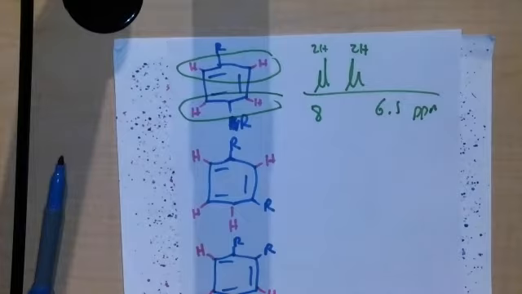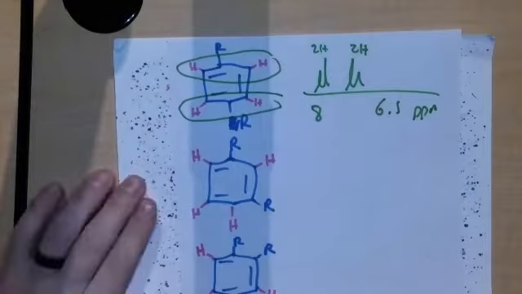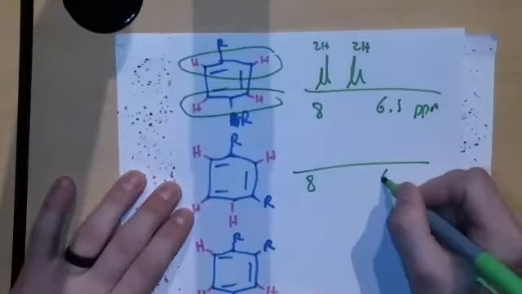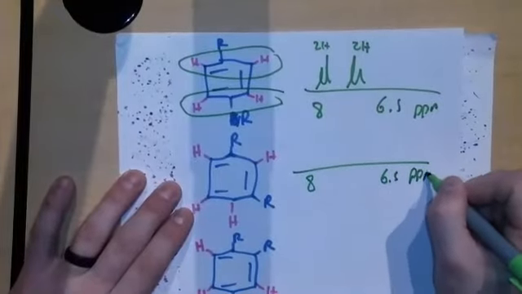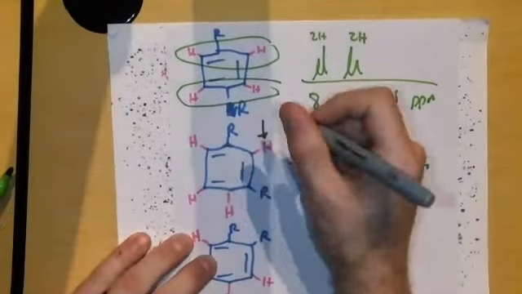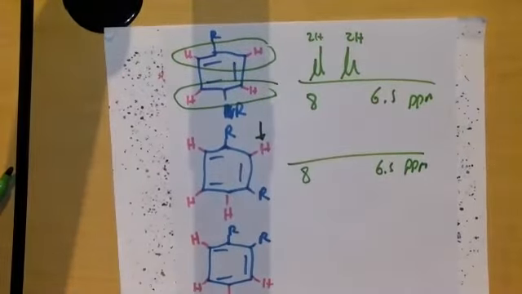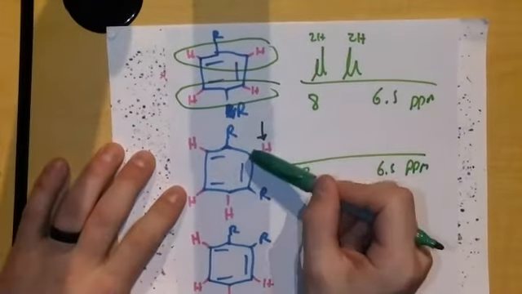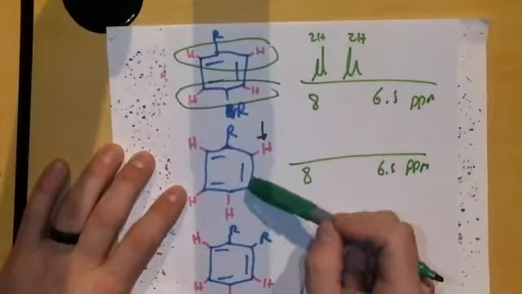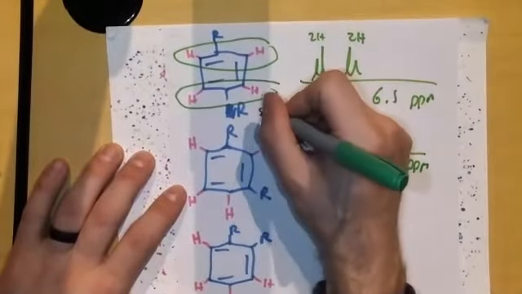Meta is detectable sometimes, but often not. So this H in the middle here is by itself. The closest neighbor here doesn't have a proton on it. The closest neighbor over here doesn't have a proton on it. This should be a singlet.